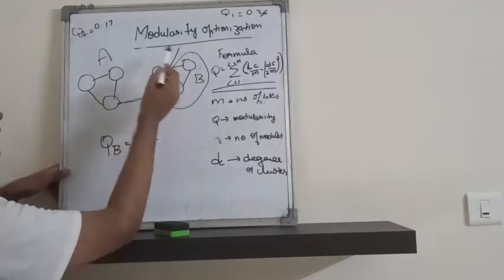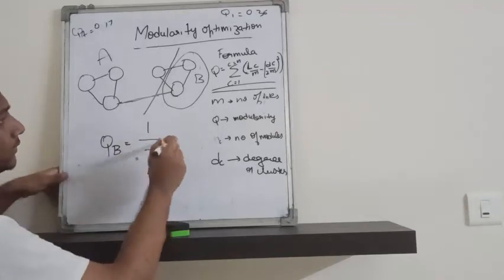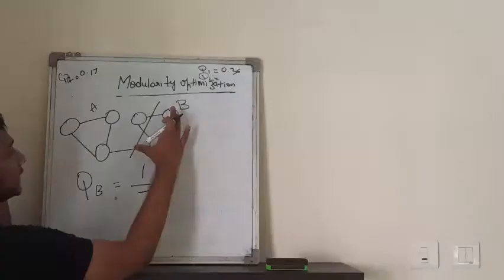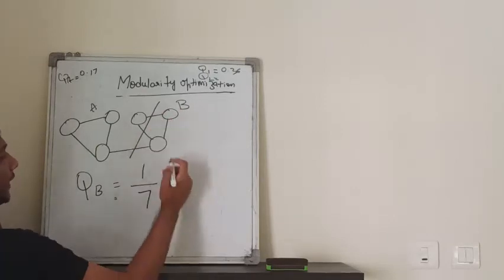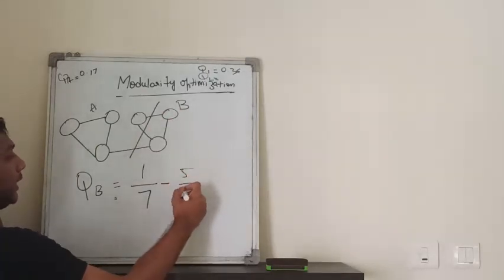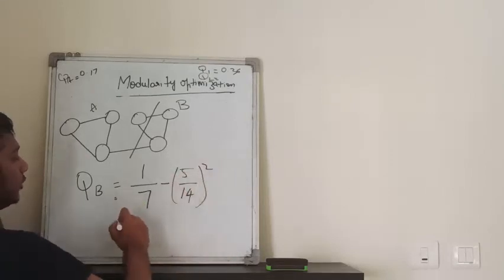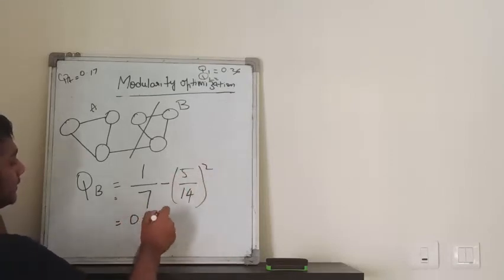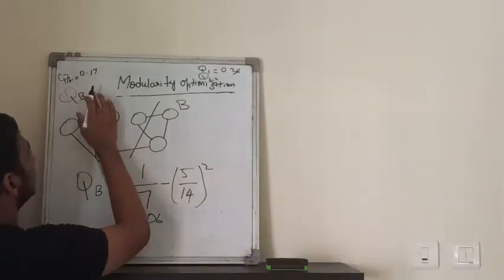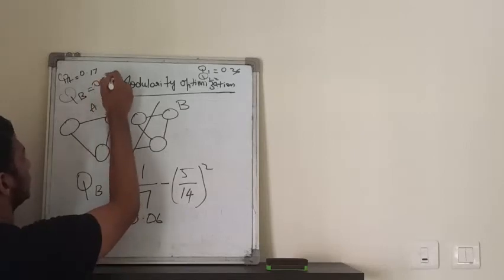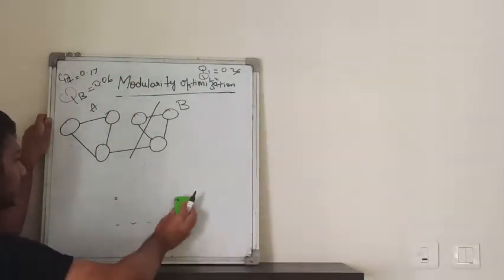The total degree of the whole graph will be 7, so this is 1 by 7 minus the degree of this part, which will be 5, right? 1, 2, 3, 4, 5. 5 divided by 14 whole square. So that comes out to be 0.06. Okay, so our QB is equal to 0.06. Right? Okay.